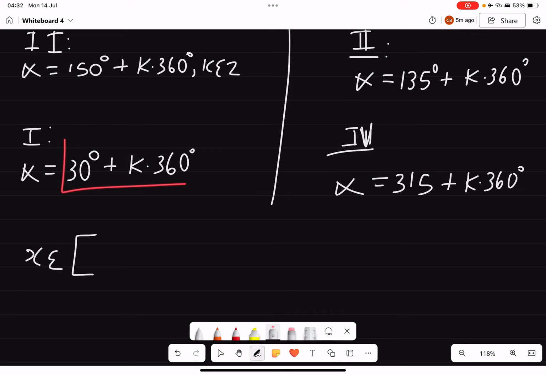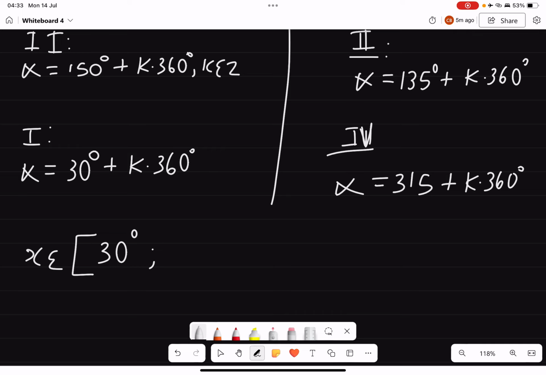Now let us do the same for this one. We're going to say 30 plus 360, open a bracket. I like starting at negative 3. It gives me negative 1050, which is out. Then negative 2 gives negative 690. Then negative 1 gives us negative 330. Then 0 gives us 30. And 30 is in the interval between negative 90 and 90, so we take that one. Then you do 1, which is outside. So you are done with that.